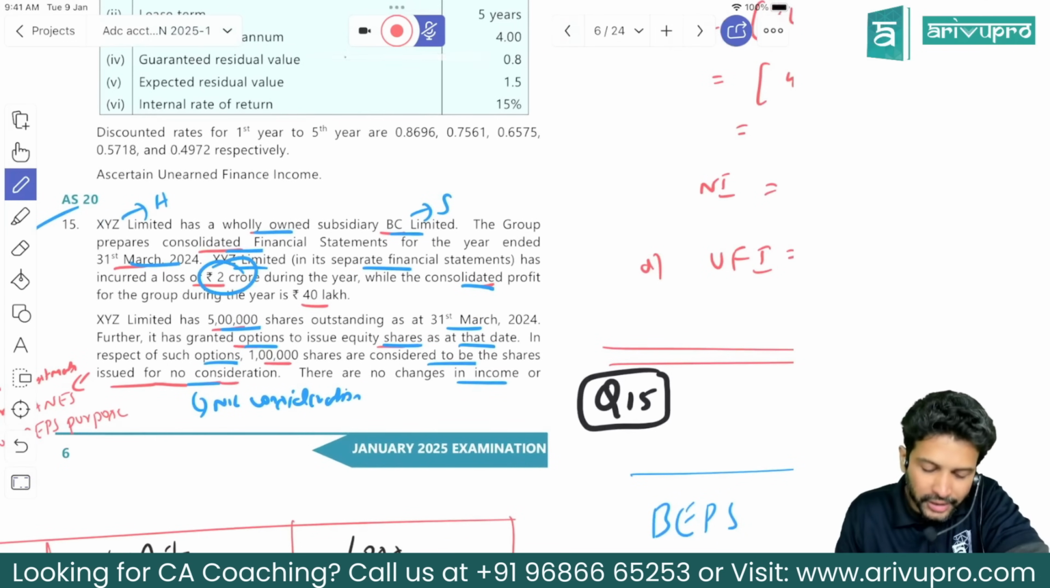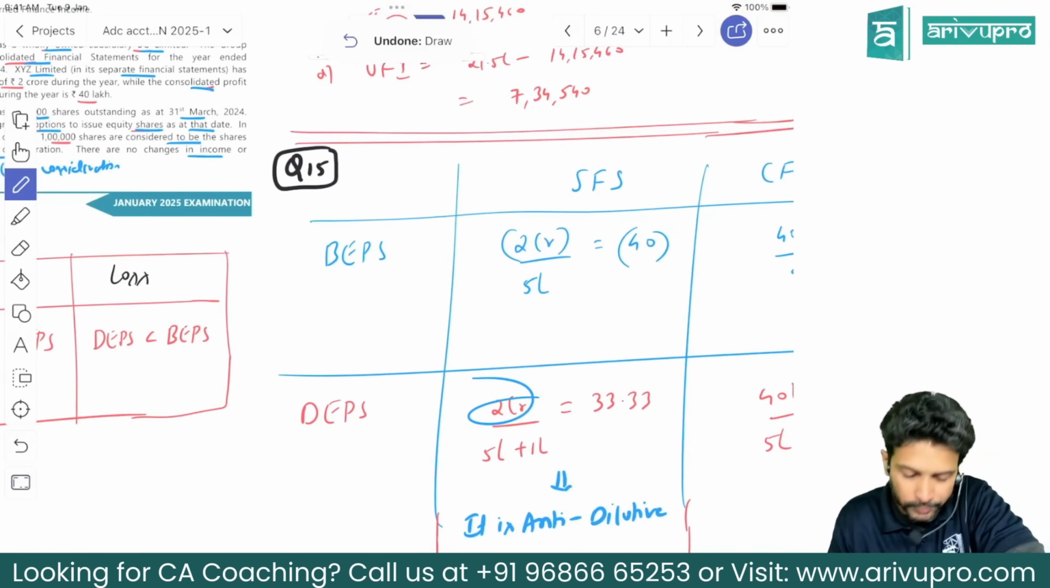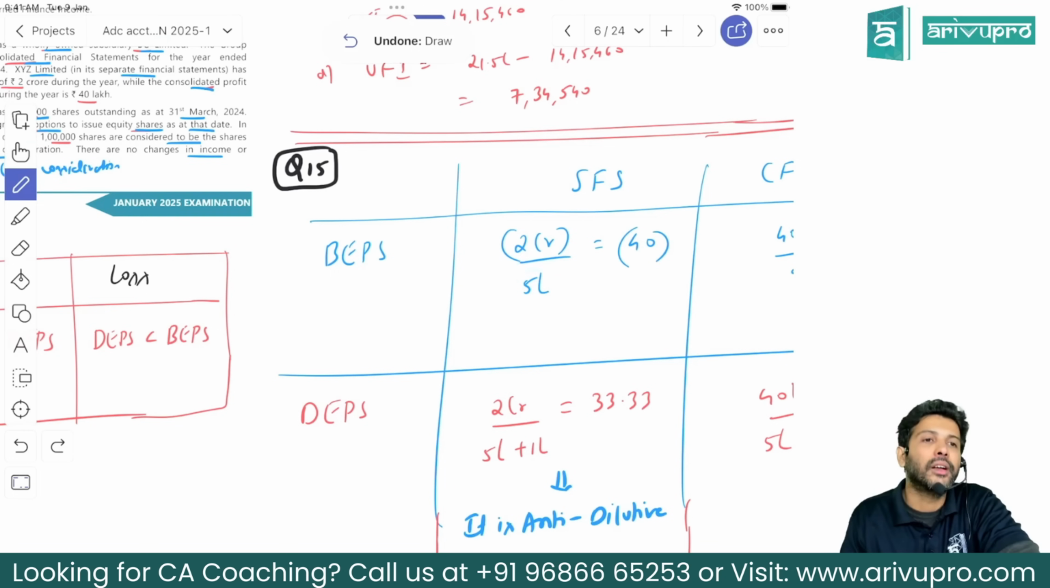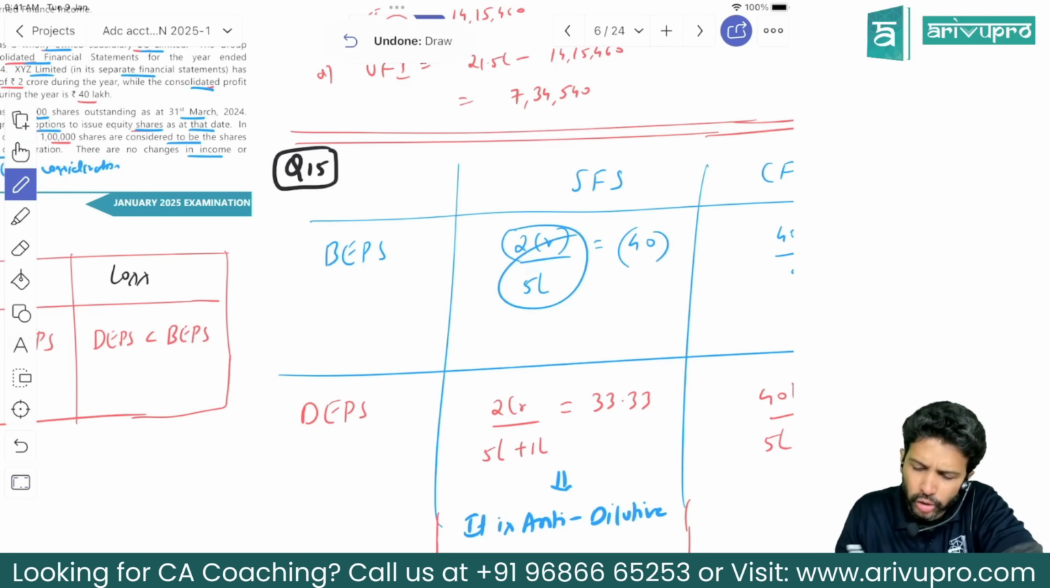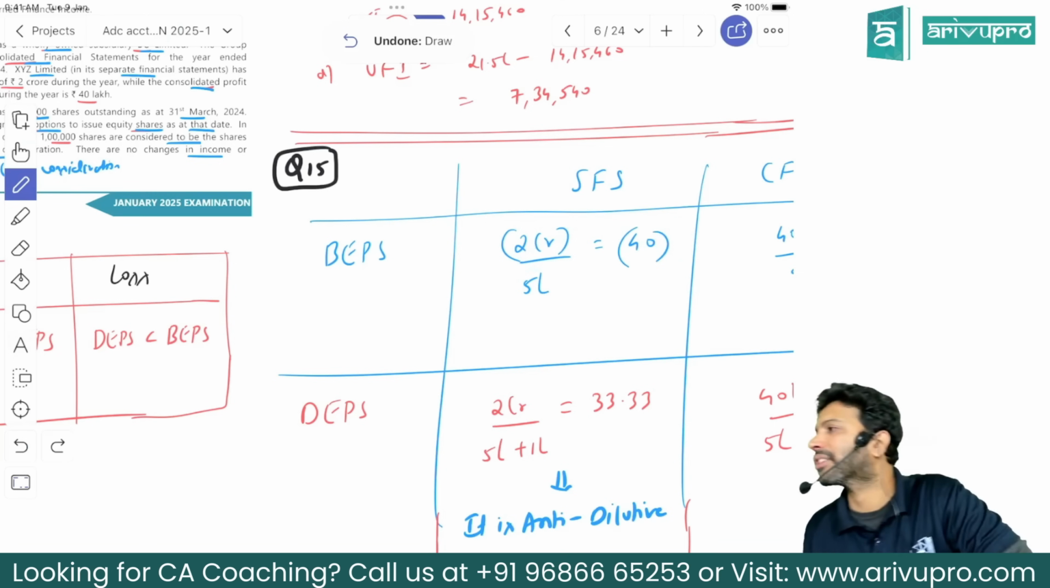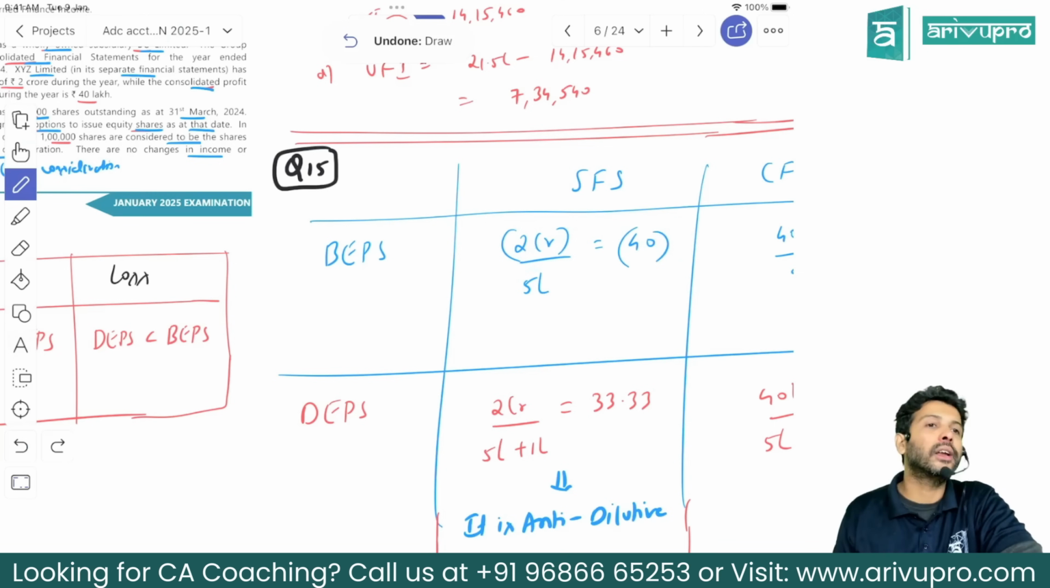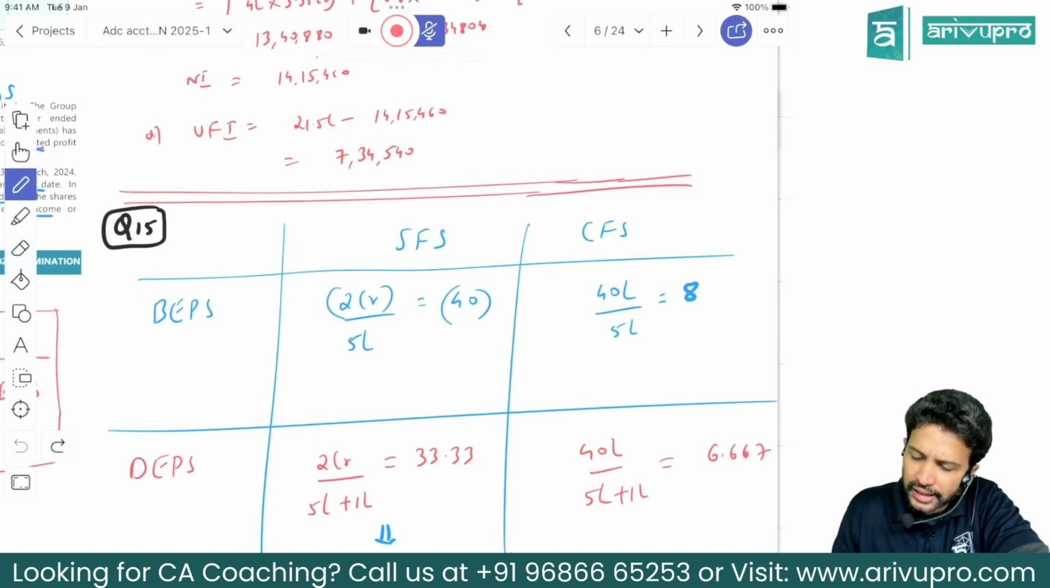Yes, but it will be shown as a negative number. So how much is X Limited's own loss? 2 crore. And how many shares do they have? 5 lakh shares. Basic EPS: 2 crore divided by 5 lakh gives basic EPS of 40. Any doubt till here? Comfortable? Let's calculate it for CFS also.